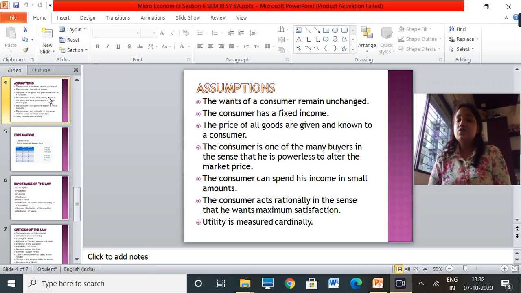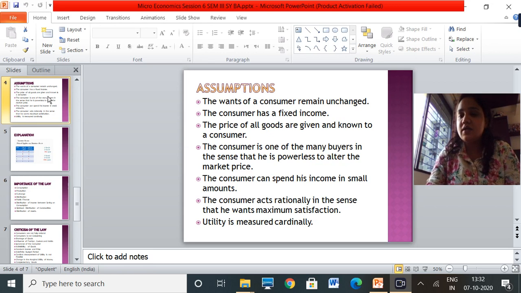The next one is the consumer acts rationally, in the sense he wants to maximize his satisfaction. So the consumer is in his senses, and maximizing satisfaction should be the main objective of the consumer. Only when this is the main objective, yes, we can study this law in detail. And the next is utility can be measured in numbers.